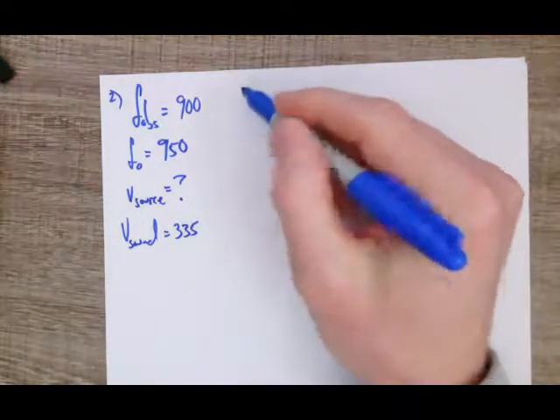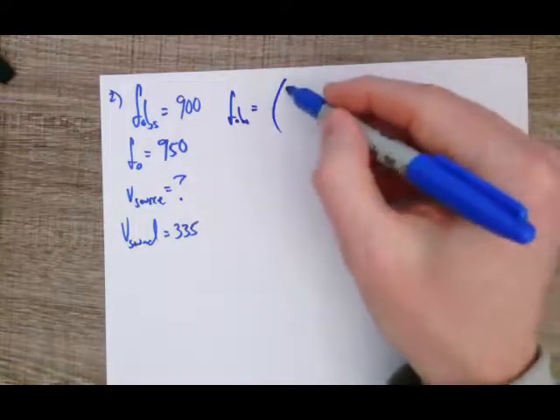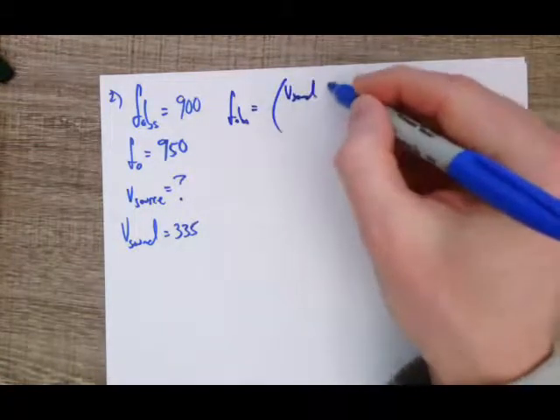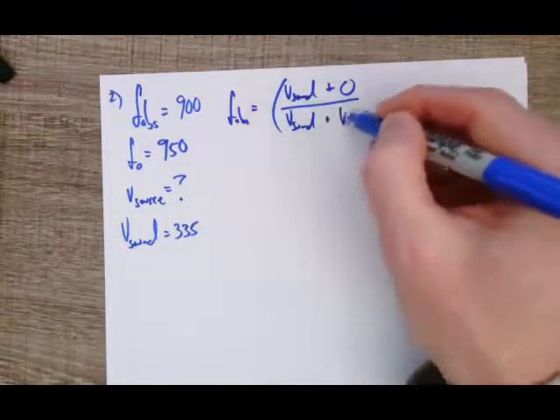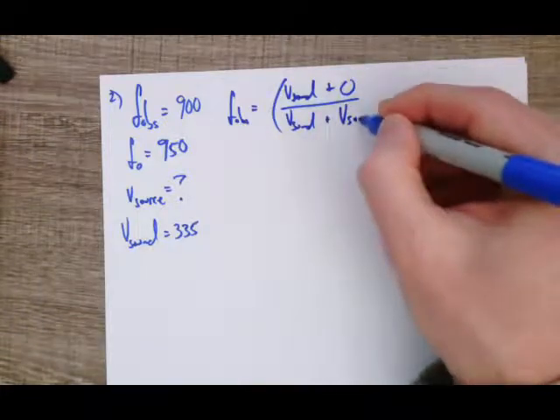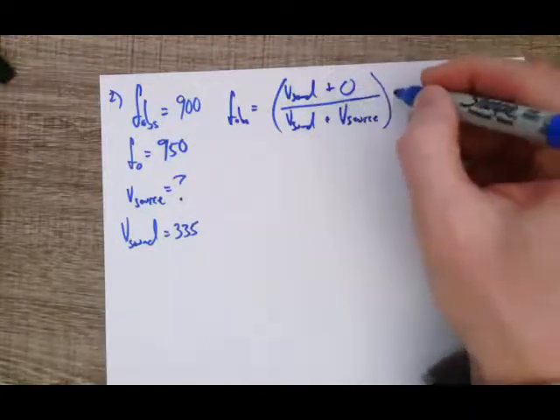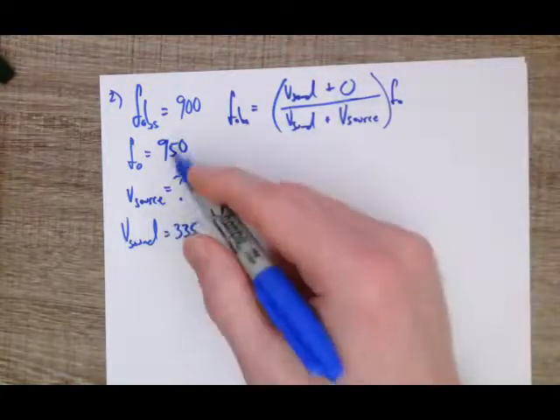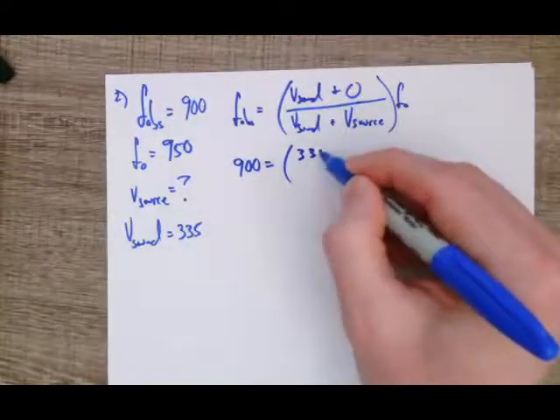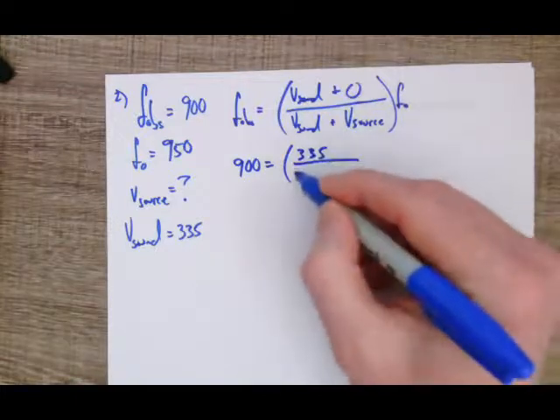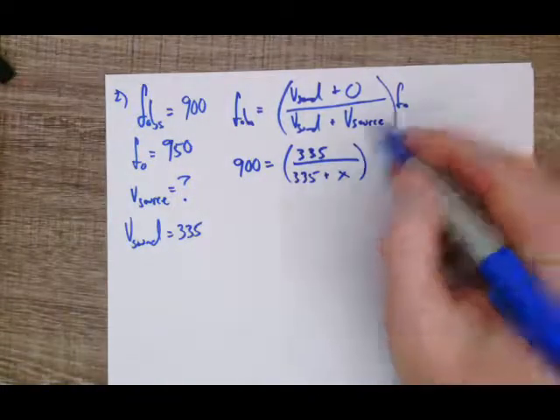Okay, so a formula, F obs equals V sound plus 0, because that's what the detector always is, over V sound. It's too bad they're both S's, because you can't even do SO. Okay, what do we know? We know that we're observing 900. Speed of sound, we're told, is 335, plus 0. 335 plus, oh, we don't know how fast this bad boy is going, so that's the x. F naught is 950.